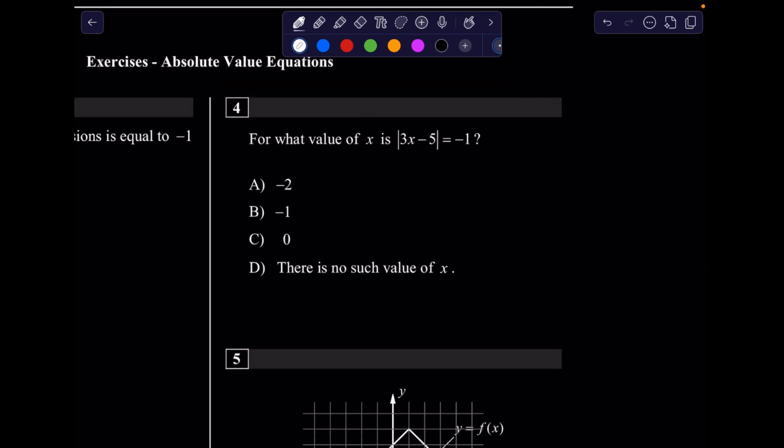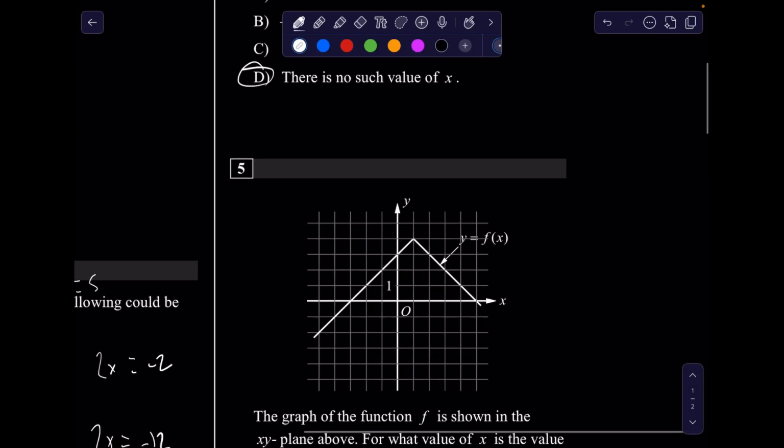So now on this question, for what value of x is the absolute value of 3x minus 5 equal to -1? Well, you know when we get the absolute value of something, it automatically turns this positive, right? And since this equals something negative, that's just not possible. So we know that there's no such value of x.